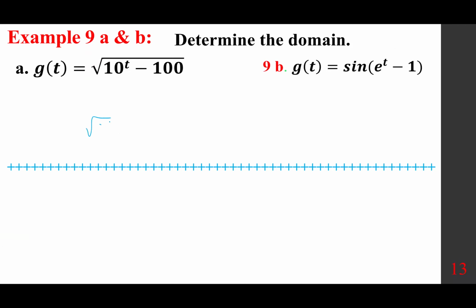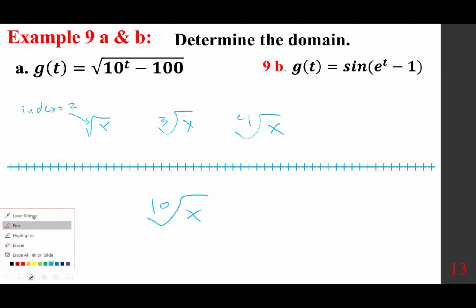This one means the index is 2, but over here we write it, the index is 3. Over here, the index is 4. Or this one, the index is 10. So that means the cube root, the 4th root, the 10th root, the index. When the index is odd, there is no restriction on the domain.